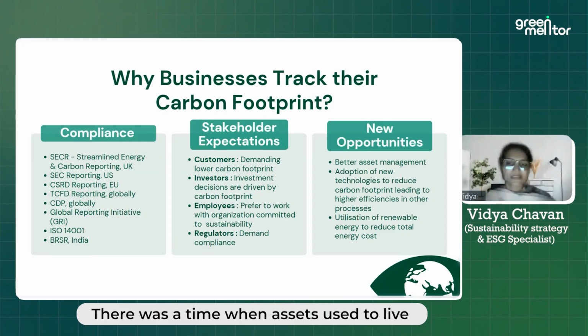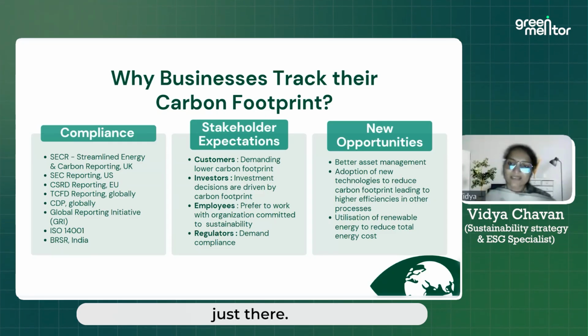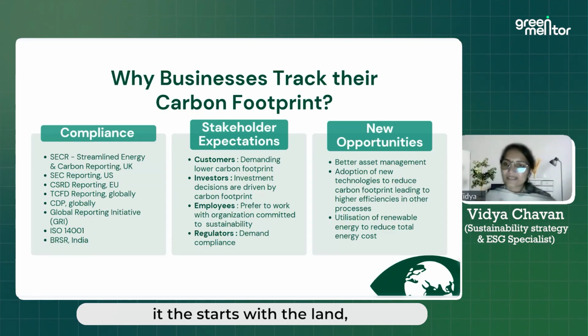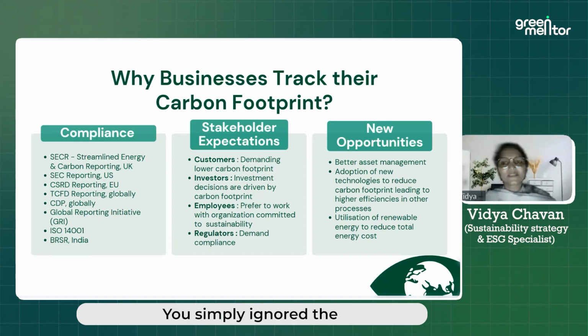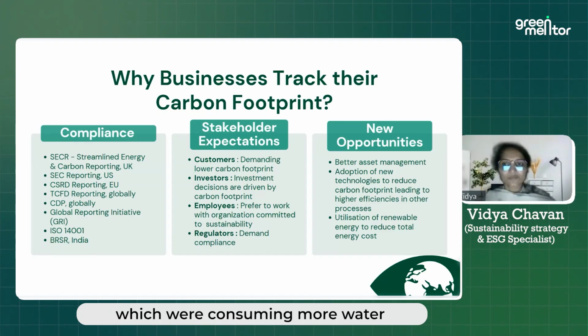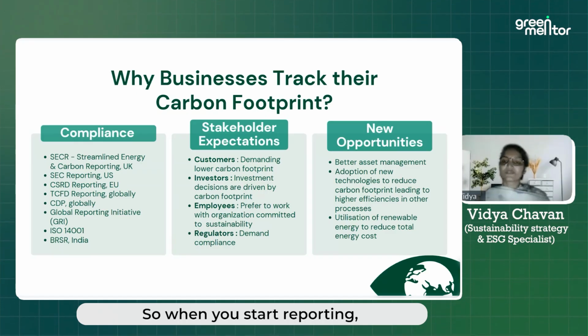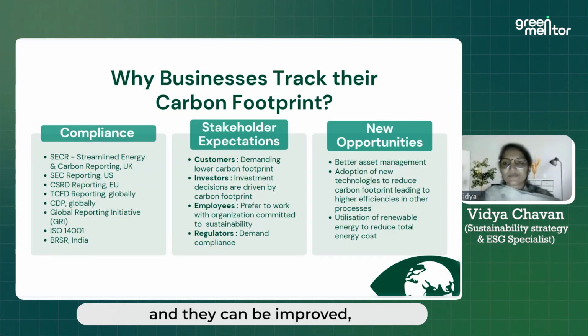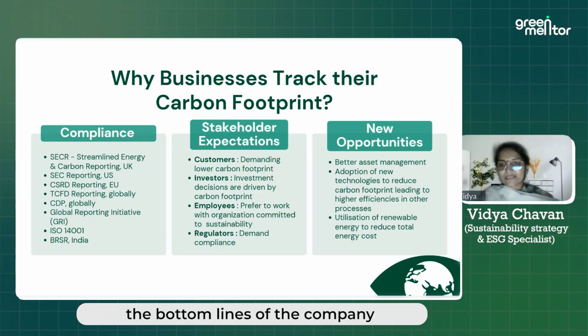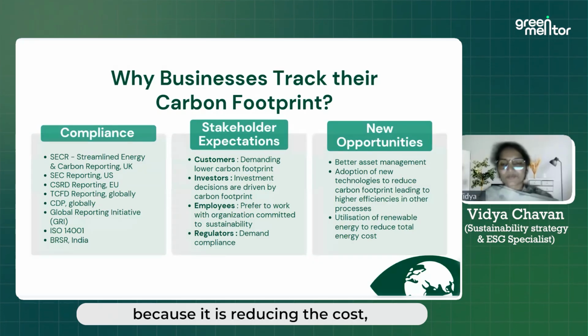There was a time when assets used to lie just there, and no one was looking at it. It starts with the land, the water, the electricity, and of course the machinery and all. The facility management team simply ignored the underutilized or unutilized machines, the machines which were consuming more water, more energy. When you start reporting, all these places are identified and they can be improved, which definitely impacts the bottom lines of the company because it is reducing the cost.